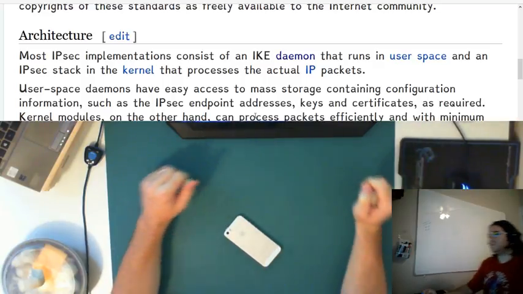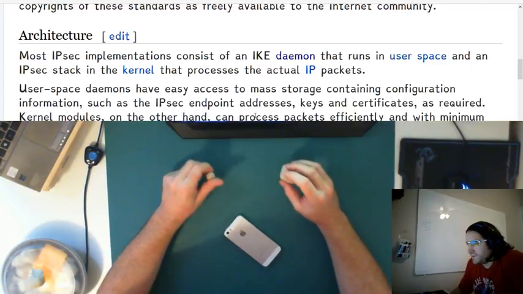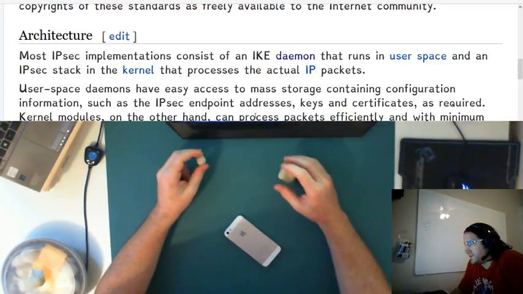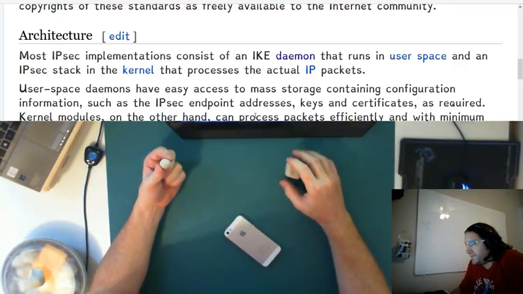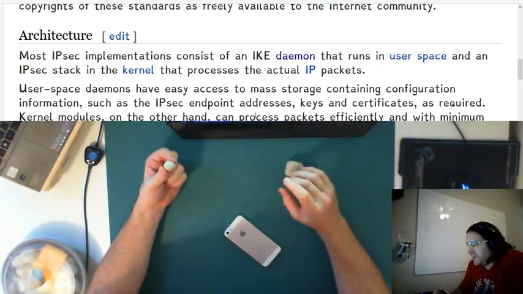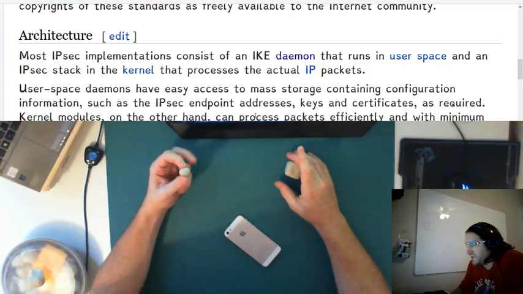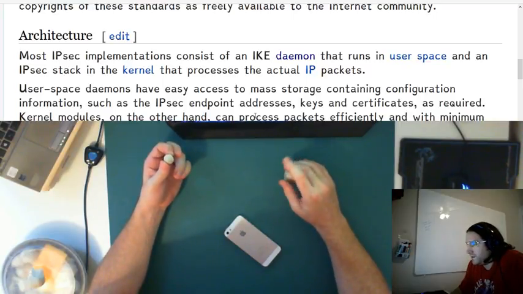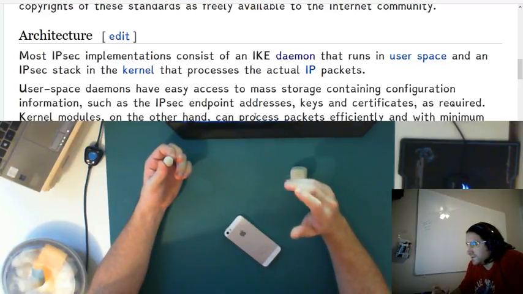Okay, what did that just say? Most IPsec implementations consist of an IKE daemon that runs in the user space and an IPsec stack in the kernel that processes the actual IP packets. So the IPsec implementation has an IKE daemon and an IPsec stack in the kernel that processes the IP packets.